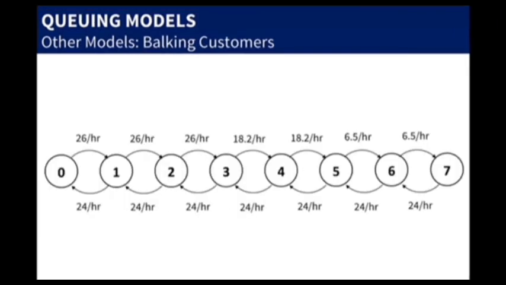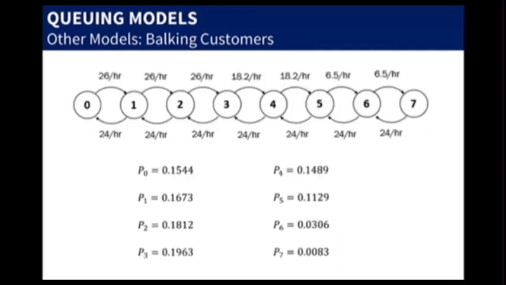As we can see in the corresponding rate diagram, customers arrive at a rate of 26 per hour when there are at most 2 customers in the shop. It is reduced to 18.2 for states 3 and 4 as 30% of customers bulk. This is further reduced to 6.5 per hour when there are 5 or 6 customers in the queuing system. No customer further enters if there are 7 customers. The steady-state probabilities are given, computed using the birth and death shortcut.